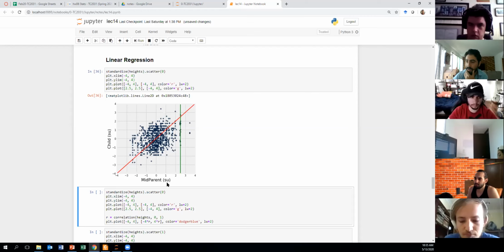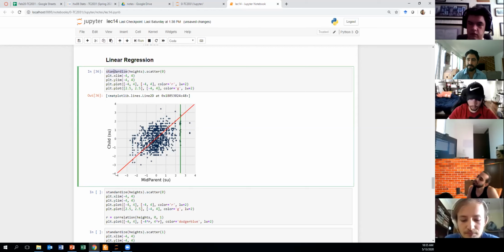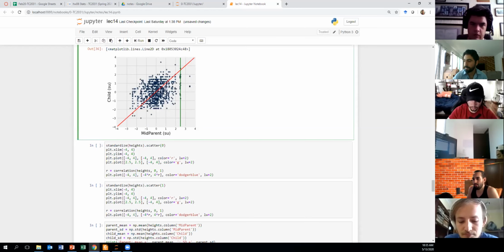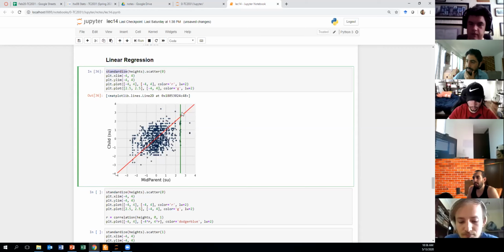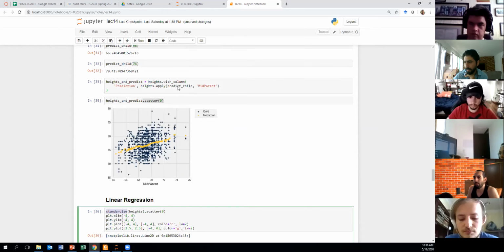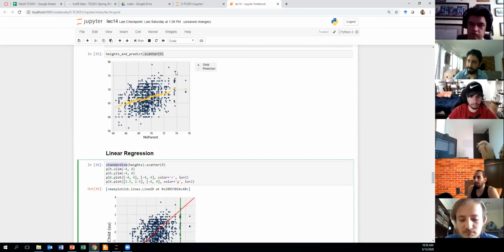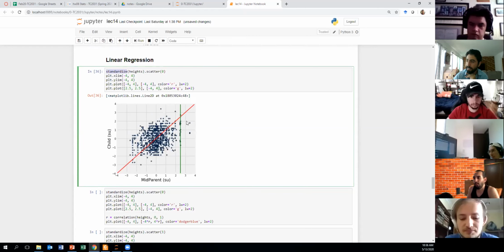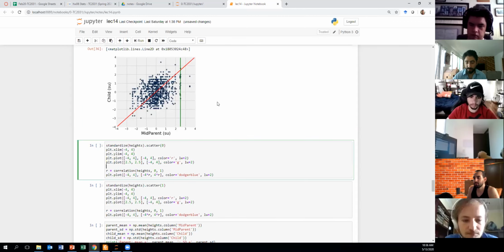Just remember, I converted them to standard units. My mid-parent and child heights are now converted to standard units here because I called the standardized function that I used before. If you take the intersection between the red line and the green line, you remember my prediction was falling somewhere in the middle of these lines, but here it's falling here. So you can say the red line is not a good line to represent or predict my data.